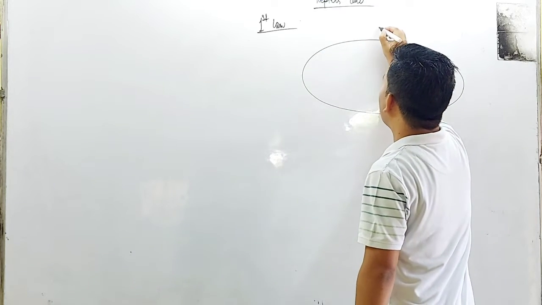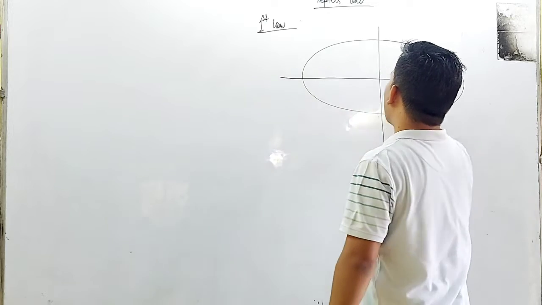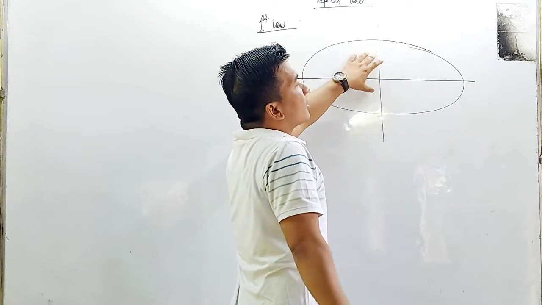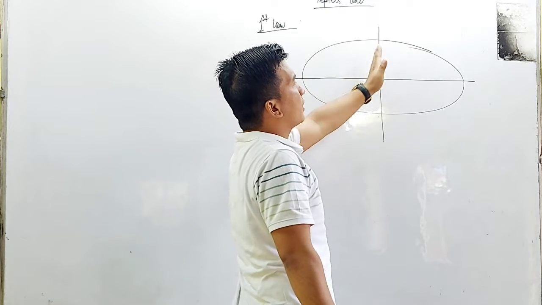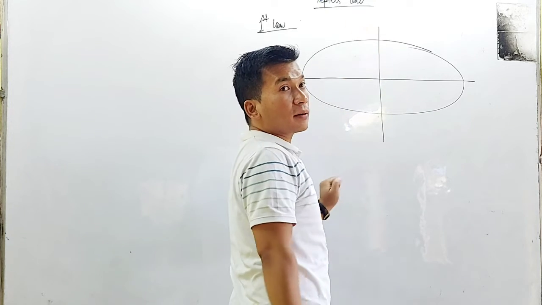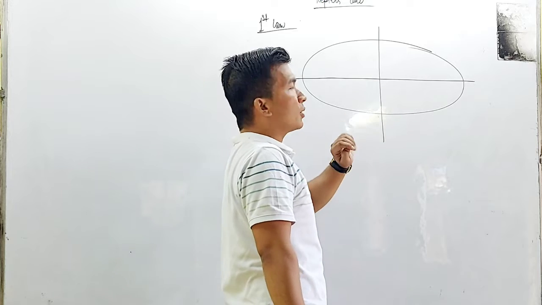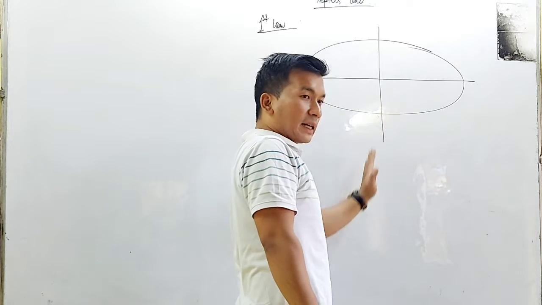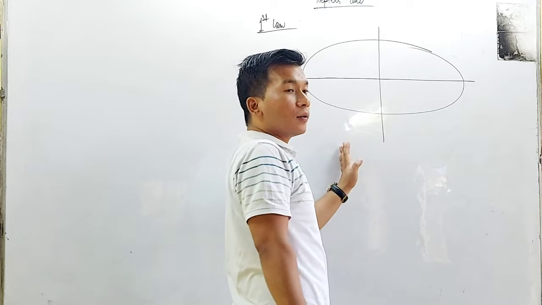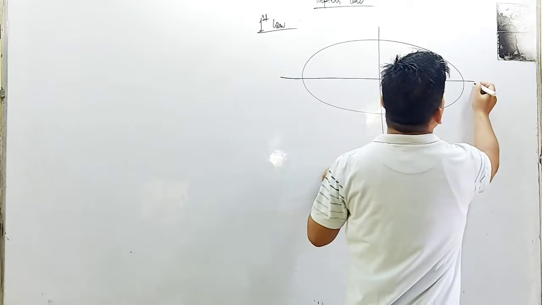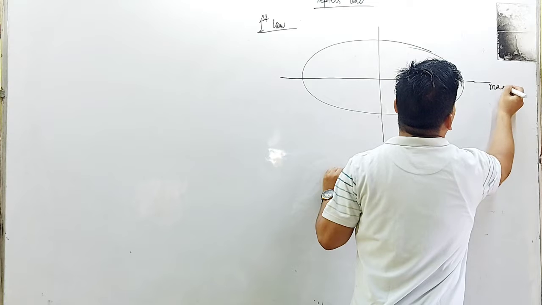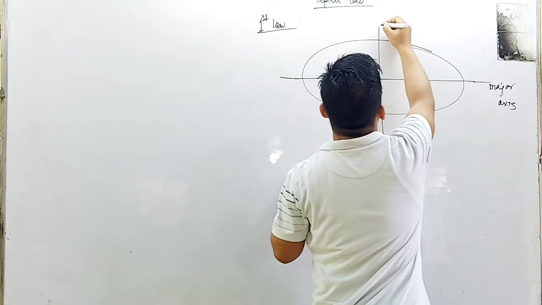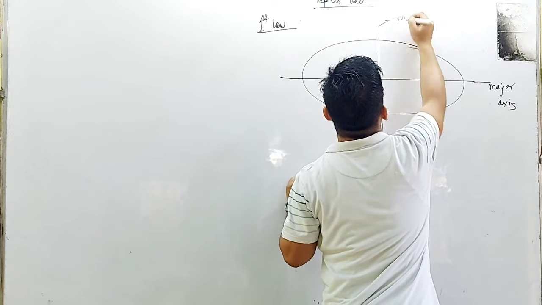What do you understand by axis? An axis will divide the given ellipse into two equal parts, left-right or up-down. Which one will be longer? The horizontal axis is longer than the vertical axis, so this axis will be known as the major axis, and this will be known as the minor axis.